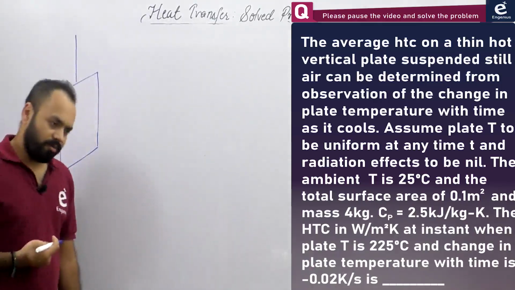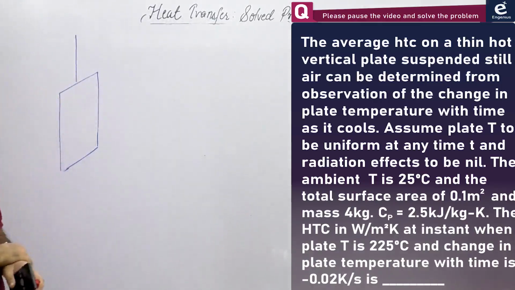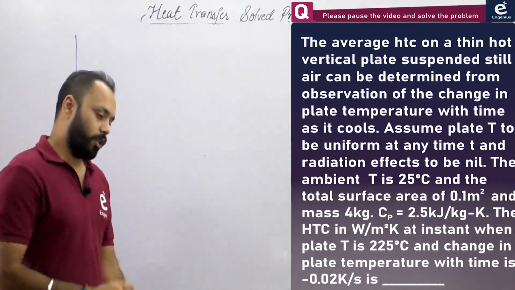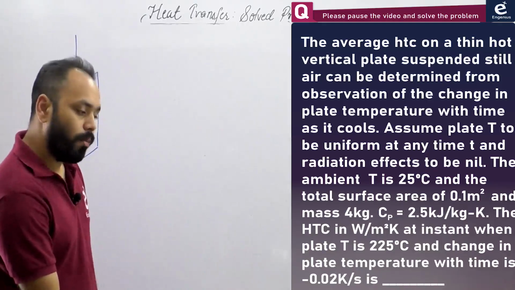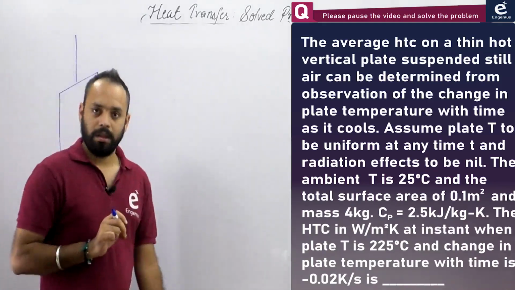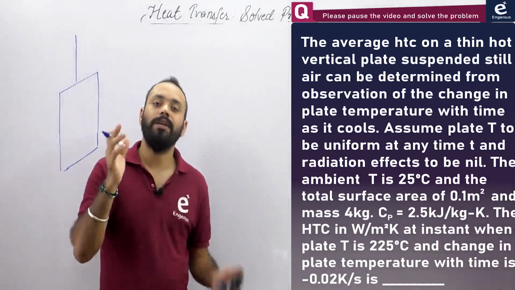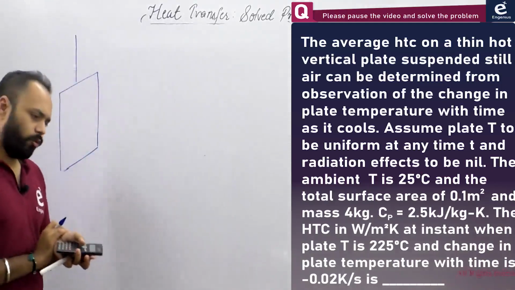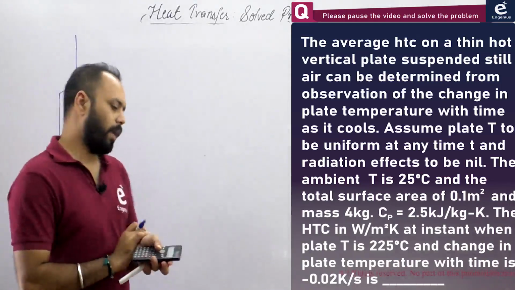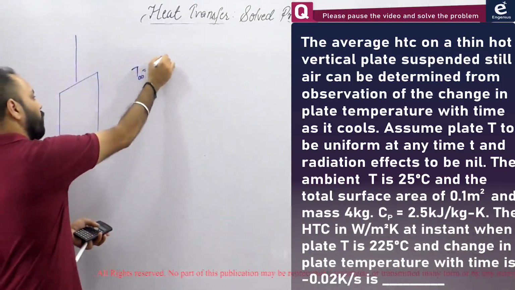The heat transfer coefficient can be determined from observing the change in plate temperature with time in seconds as it cools. Okay, assume the plate temperature to be uniform at any instant of time. Means the plate temperature is uniform at an instant of time means high thermal conductivity. We are talking about lumped heat capacity analysis. And the radiation heat exchange with the surroundings is negligible. The ambient temperature is 25 degrees Celsius. T infinity is equal to 25 degrees Celsius.